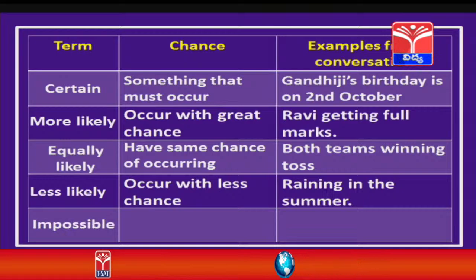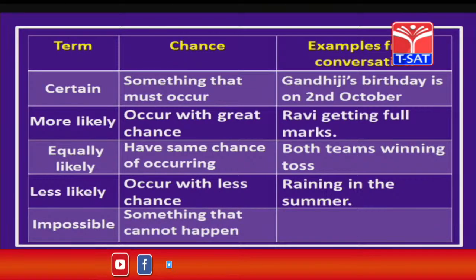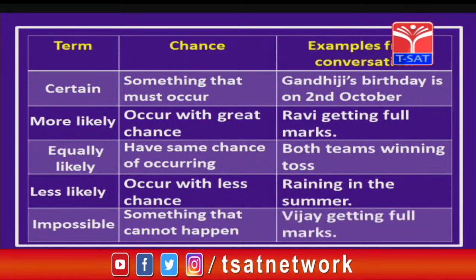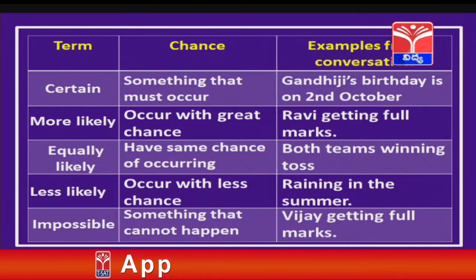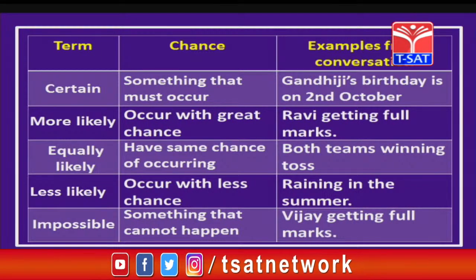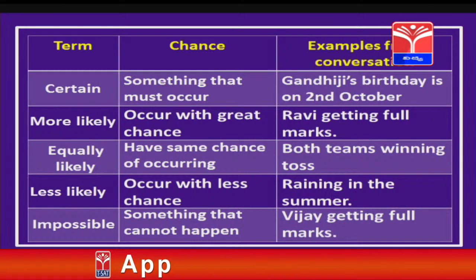Then impossible things. Now, what do you mean by that? Something that cannot happen. Let us look at the example, Vijay getting full marks. Vijay himself told clearly that he is not going to get full marks because he left one question. That means some marks will be deducted for not answering that question. That means this is not going to happen, right? He cannot get full marks. So, children, I hope you have understood the terms and examples related to them.